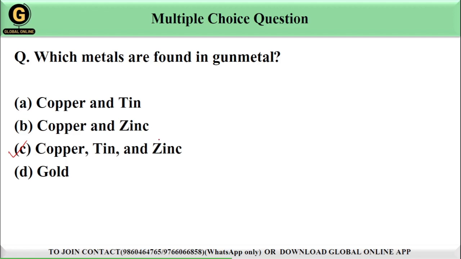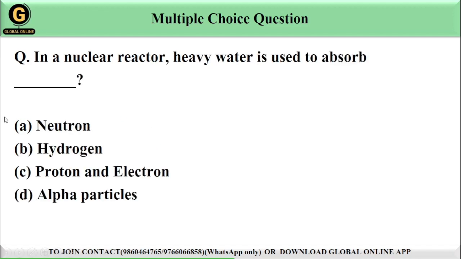Let's move to the next question. In a nuclear reactor, heavy water is used to absorb ... Options are given: neutron, hydrogen, proton and electron, and alpha particles. The correct answer for this question will be option A, neutrons, because heavy water, that is D2O containing deuterium, is used in nuclear reactors to absorb neutrons. This helps control the rate of nuclear chain reaction by slowing down the neutrons so they can effectively interact with the fuel. So the correct answer is option A, neutrons.